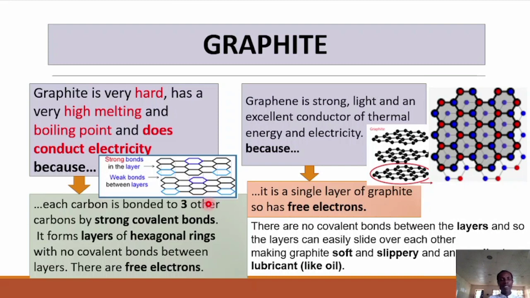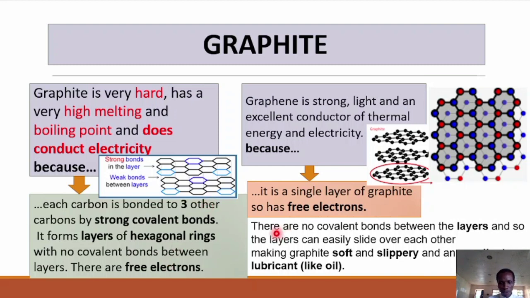Therefore, graphite layers can easily slide over one another. That is why graphite can mark on paper. So graphite occurs in layers, and that is why it can mark paper, because it will be soft, because of the weak bond holding the layers of graphite together.